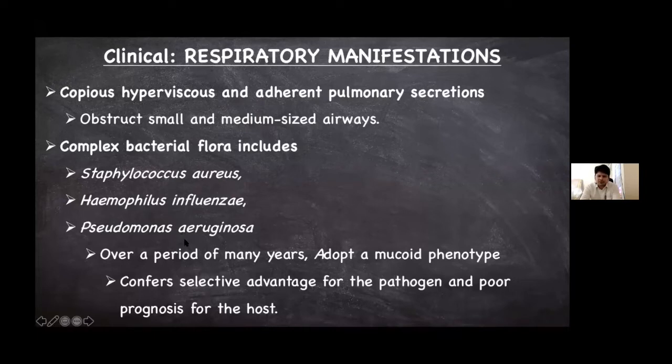So Pseudomonas aeruginosa particularly, over a period of years, will adopt a mucoid phenotype, which confers a selective advantage for the pathogen and poor prognosis for the host. Whenever there is a mucoid phenotype, the penetration of antibiotic is very low. Due to that, it stays there for a longer time, the disease progresses, and the patient has a poor prognosis. So the respiratory manifestation of cystic fibrosis is simply like bronchiectasis, with predominantly obstructive symptoms and repeated infection.